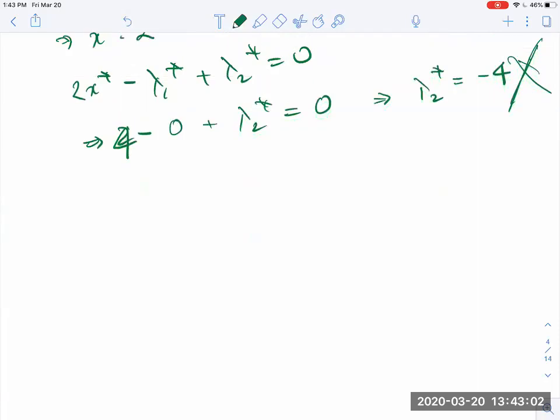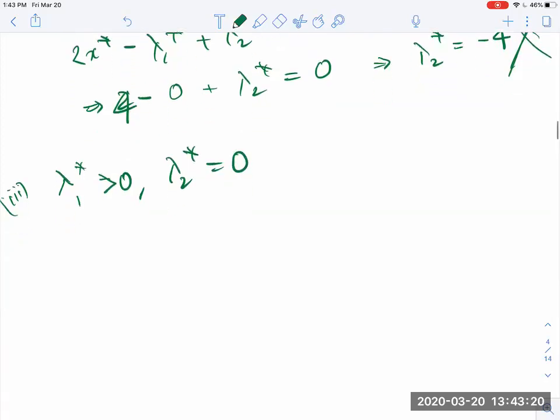So what case remains now? Two cases remain. So you will consider case 3: lambda 1 star is greater than 0, lambda 2 star equal to 0. What do you get when you solve this case? For this one, I got x star equals 1, from using complementary slackness. And then from the gradient of the Lagrangian, this implies that lambda 1 equals 2.